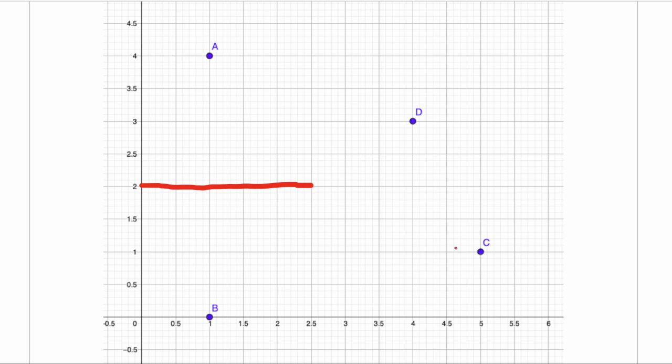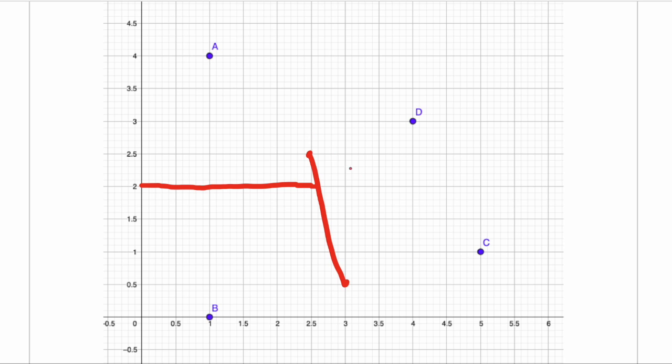So between B and C, well, this is 1 and this is 5, so the middle is going to be 3. It's going to be right there. That's the midpoint, and if you draw the perpendicular bisector, well, this is a slope of 1 over 4. So the perpendicular bisector is going to be -4. So I can go up 4, right 1. Okay, so this is going to be the perpendicular bisector here.